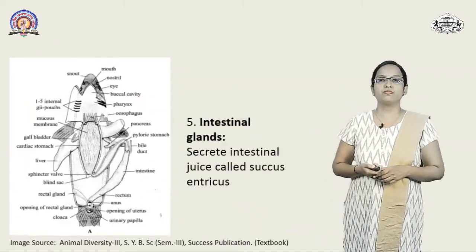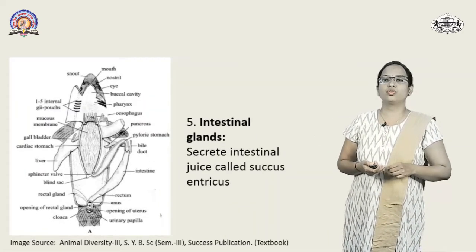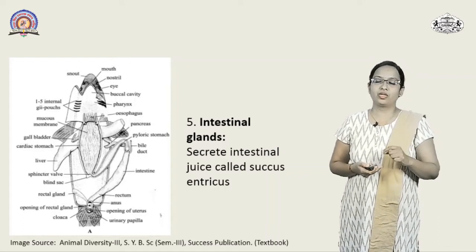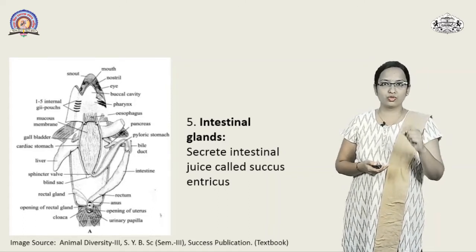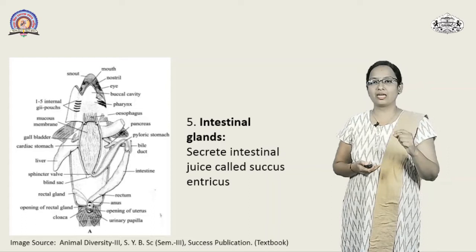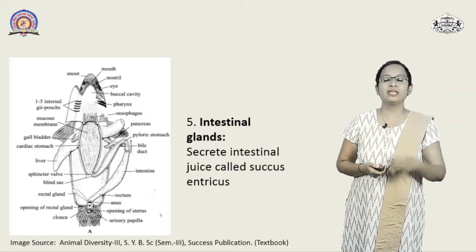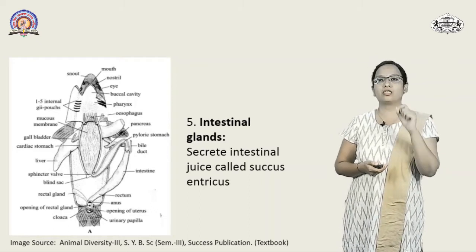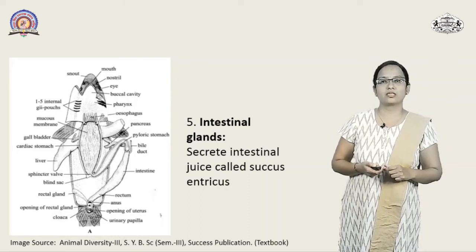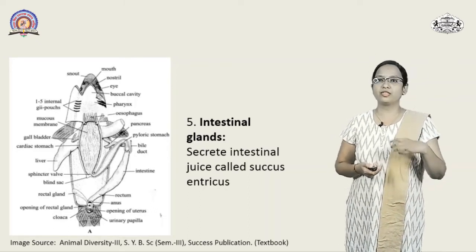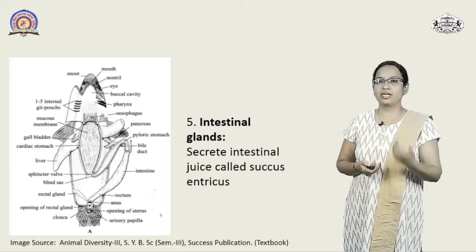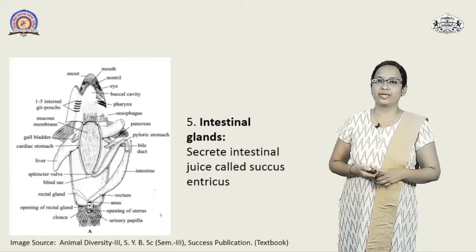physiology of digestion. Another gland is going to be the intestinal gland. The intestinal glands are present inside the intestine, in the mucous lining of the intestine, and they are going to secrete a secretion called succus entericus. Obviously, it is going to contain certain enzymes which are useful for digestion.